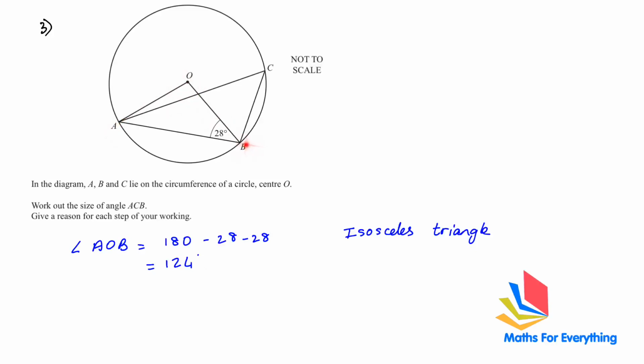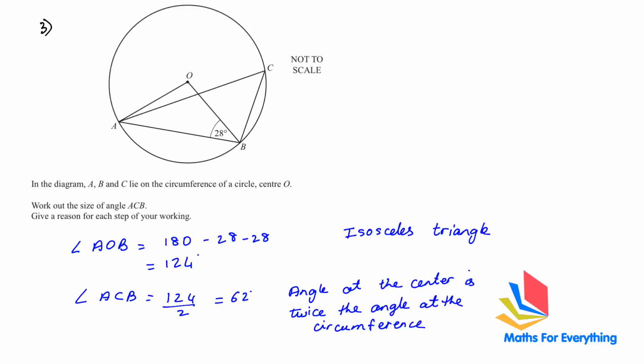This is the angle at the center, and this is the angle at the circumference. Angle at the circumference is half the angle at the center. Therefore, angle ACB is equal to 124 divided by 2, which is 62. And the reason is angle at the center is twice the angle at the circumference.